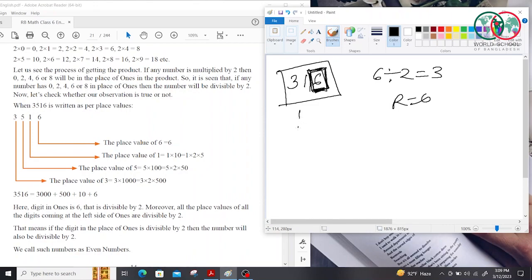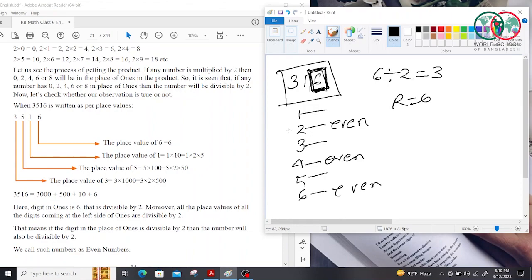So we know 1, 2, 3, 4, 5, 6. Here 1, 3, 5, these are odd numbers, and 2, 4, 6, these are even numbers. Even numbers are divisible by 2. So whenever we see that a number is divisible by 2, we will say that number is even.